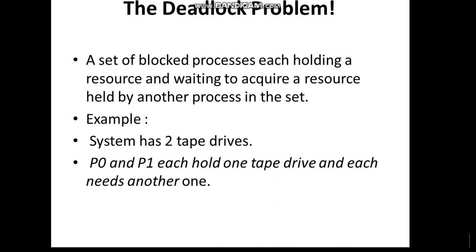One example is a particular system that has two tape drives, P0 and P1. Each one is holding one such tape drive, and they actually require two tape drives to complete their task. So each one of them is waiting for the other to release. So none of them are able to continue. So this is an example of blocked processes.